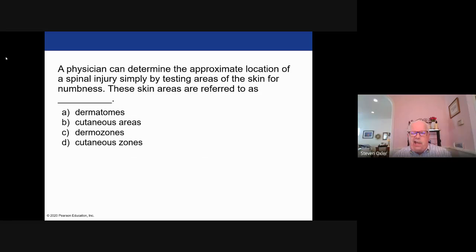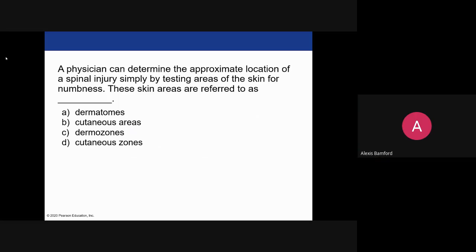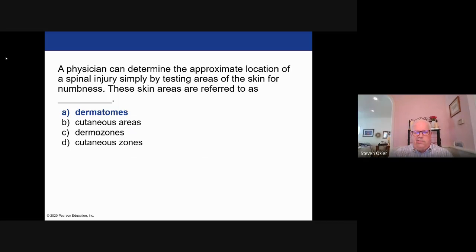A physician can determine the appropriate location of a spinal injury simply by testing areas of the skin for numbness. These skin areas are referred to as A. Dermatomes. Very well done.